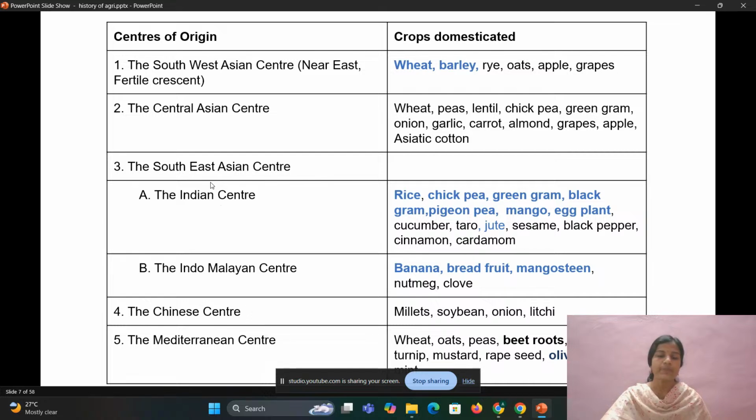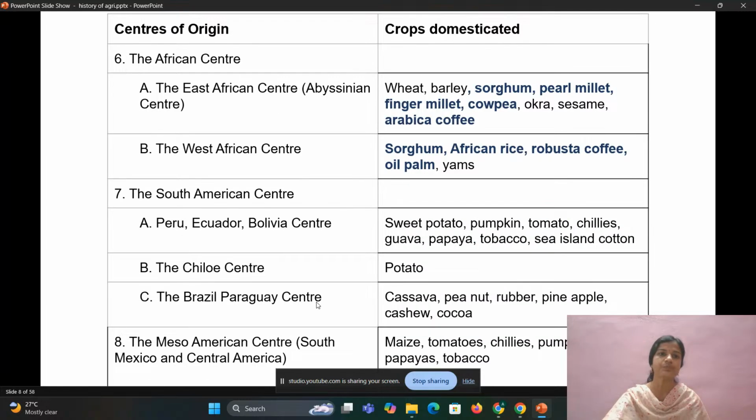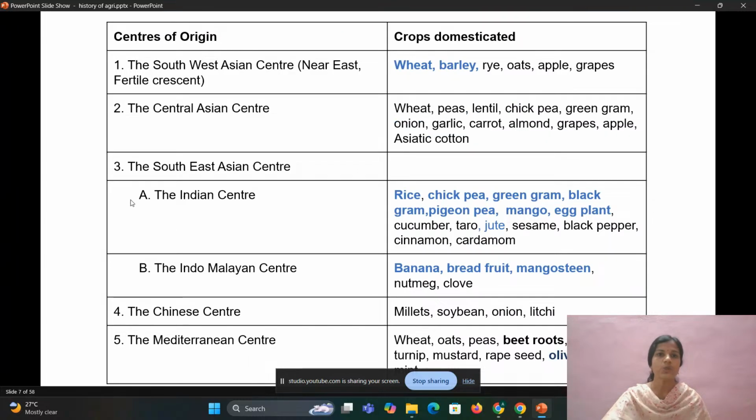So, as per Vavilov, there are 8 centers of origin, or 8 hearts of plant domestication. They are the Southwest Asian Center, the Central Asian Center, the Southeast Asian Center, the Chinese Center, the Mediterranean Center, African Center, South American Center, and Mesoamerican Center. The crops which are highlighted are more important.